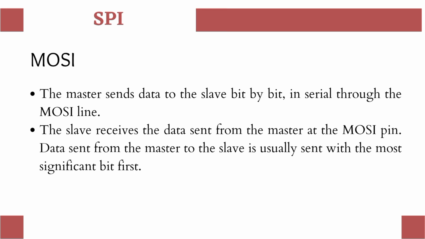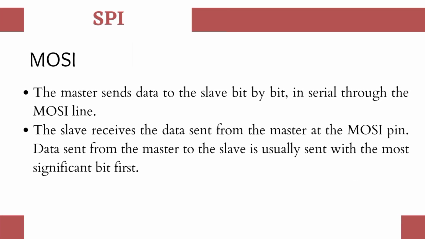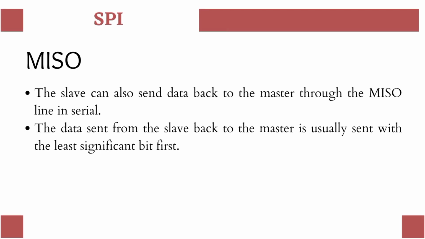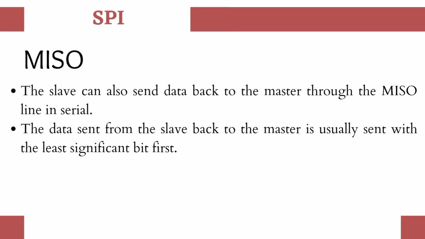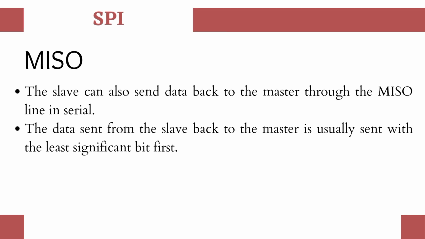What is the MOSI pin's job in SPI? The master sends data to the slave bit by bit in serial through the MOSI pin. The slave receives the data sent from the master at the MOSI pin. Data sent from the master to the slave is usually sent with the most significant bit first. What is the master input slave output pin's job in SPI? The slave can also send data back to the master through the MISO line in serial. The data sent from the slave back to the master is usually sent with the least significant bit first.